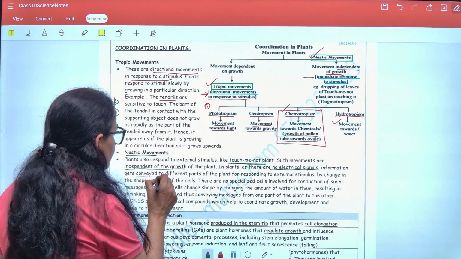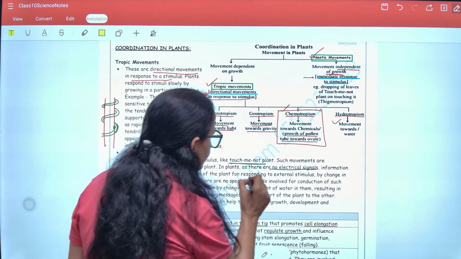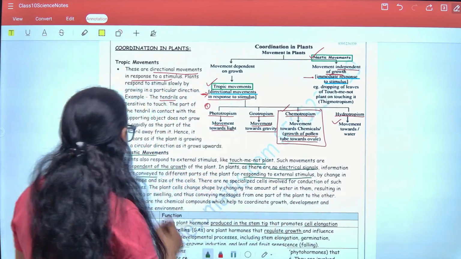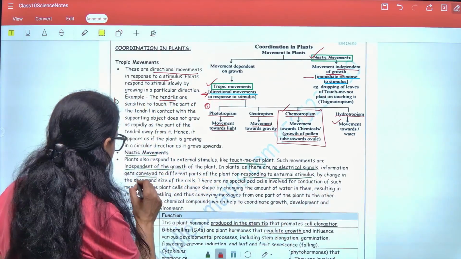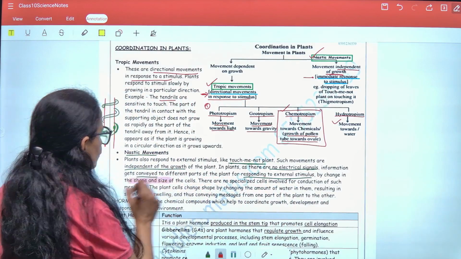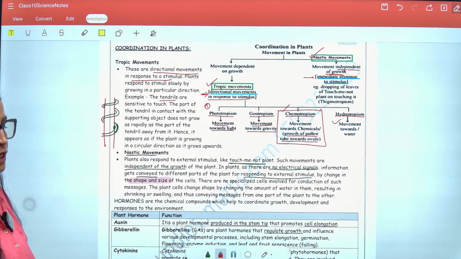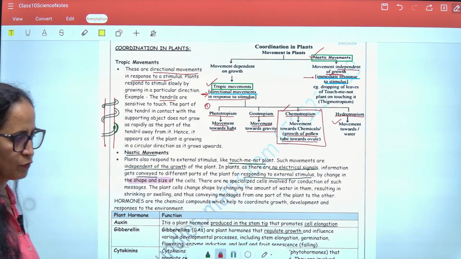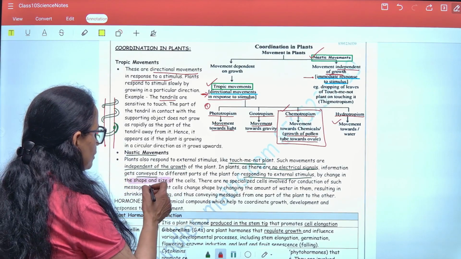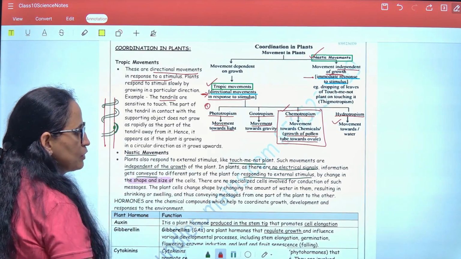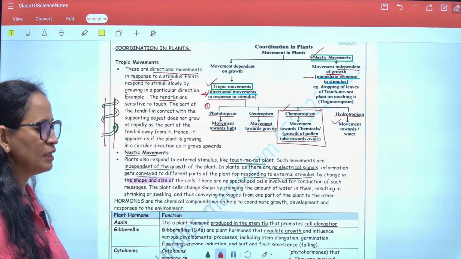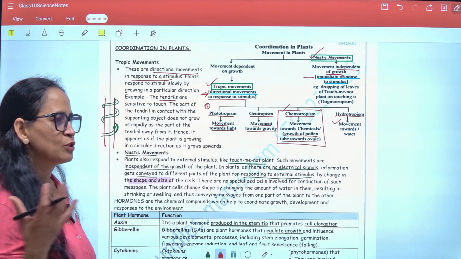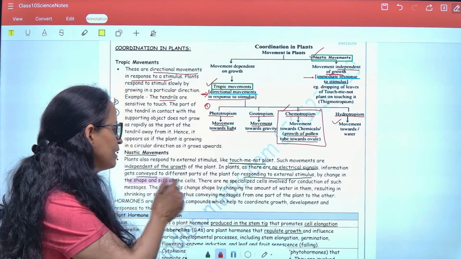The information is conveyed to different parts of the plant in response to the stimulus by a change in their shape and size. How is it relayed? By change in the shape and size of the cell. You might get an assertion-reason kind of question from this part, so please understand this. How does the relaying of information happen in a touch-me-not plant, or in plants in general? The information is conveyed by changing the shape and size of the cells.